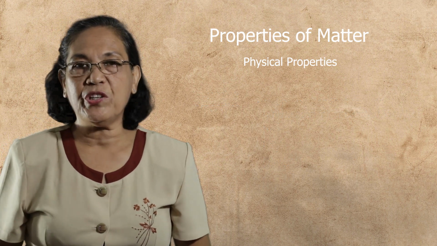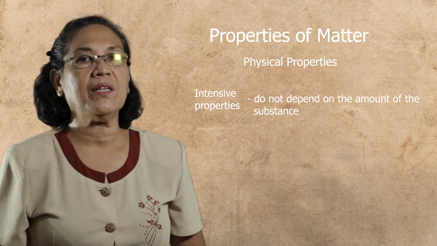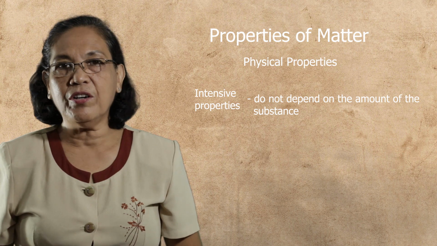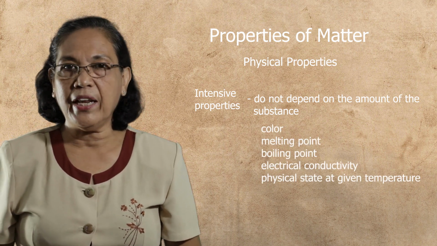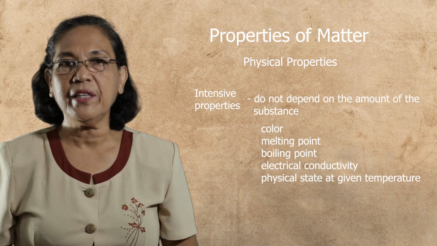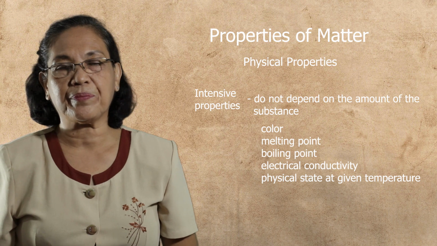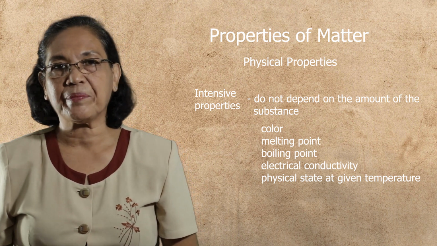While the other one, which is intensive property, does not depend on the amount of the material. This includes the color, the odor, the texture, the boiling point, the freezing point, the density at a specified temperature. So those are the types of physical properties of matter.